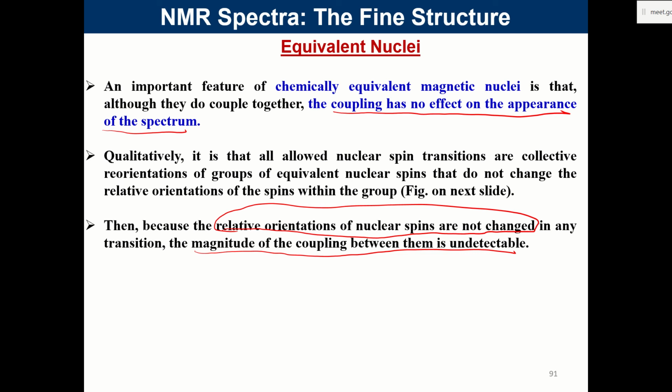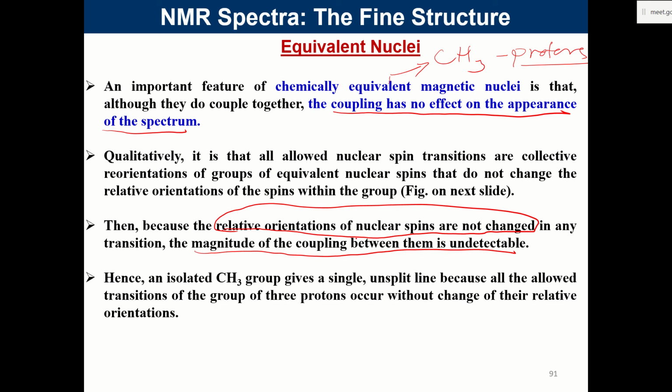Chemically and magnetically equivalent nuclei. An example we can quote is the CH3 protons. Within the 3 CH3 protons that belong to this group, they can also interact. There will be coupling between them, but as there is no change in the relative orientation of their spin angular momenta with respect to each other, we are not able to detect anything through NMR.